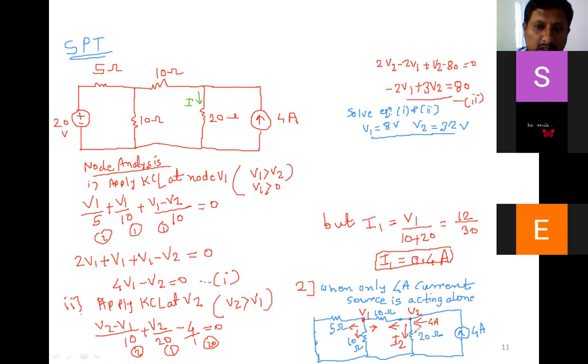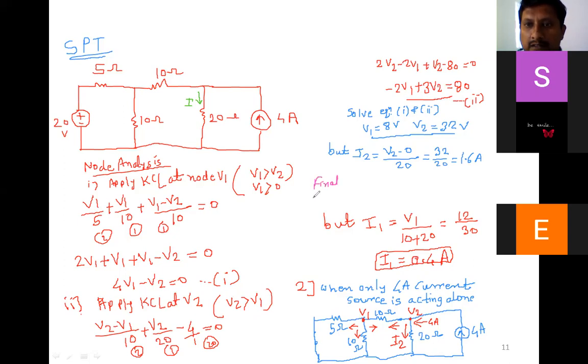So I2 means the current flowing through this 20 ohm. For that purpose, I must know the V2 value. Once I get the V2 value, I can get the I2 value. I2 is equal to (V2 minus 0) divided by 20 ohm. So V2 is 32 divided by 20, so it is 1.6 ampere. Is that right? Yes, sir. It is 1.6 ampere.